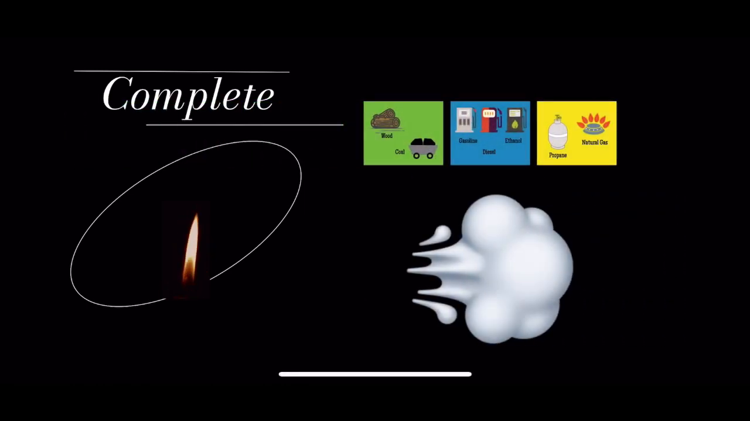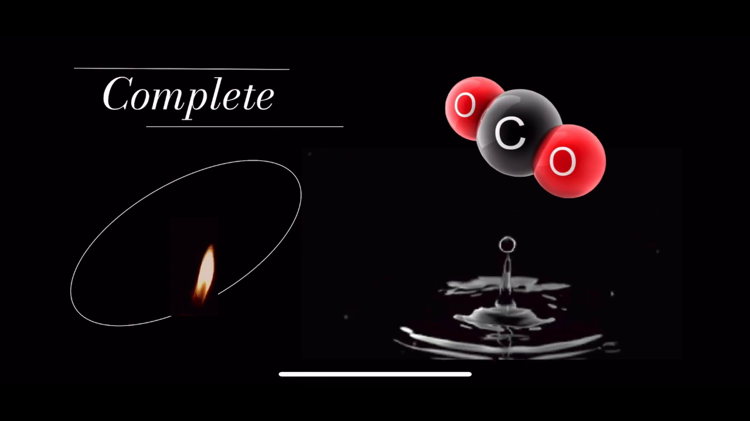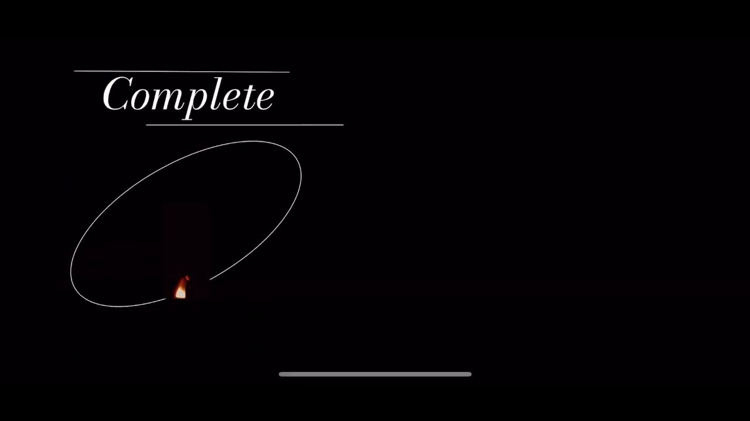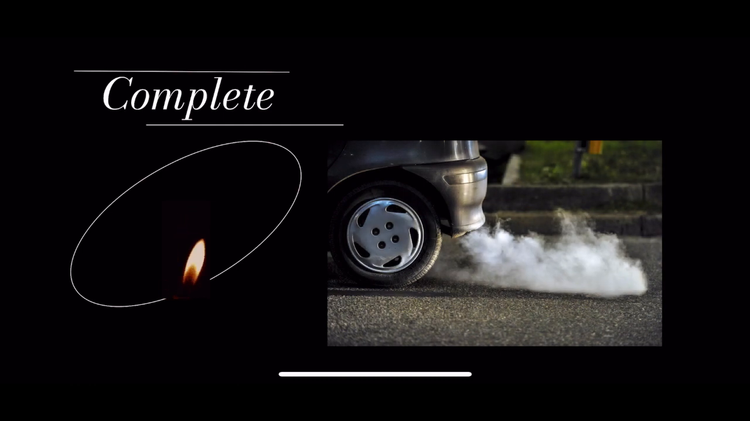Fuel burns with the amount of oxygen that it needs, and this produces carbon dioxide and water. An example is petrol. When it's burned, it burns completely, and all that's left is carbon dioxide and water.